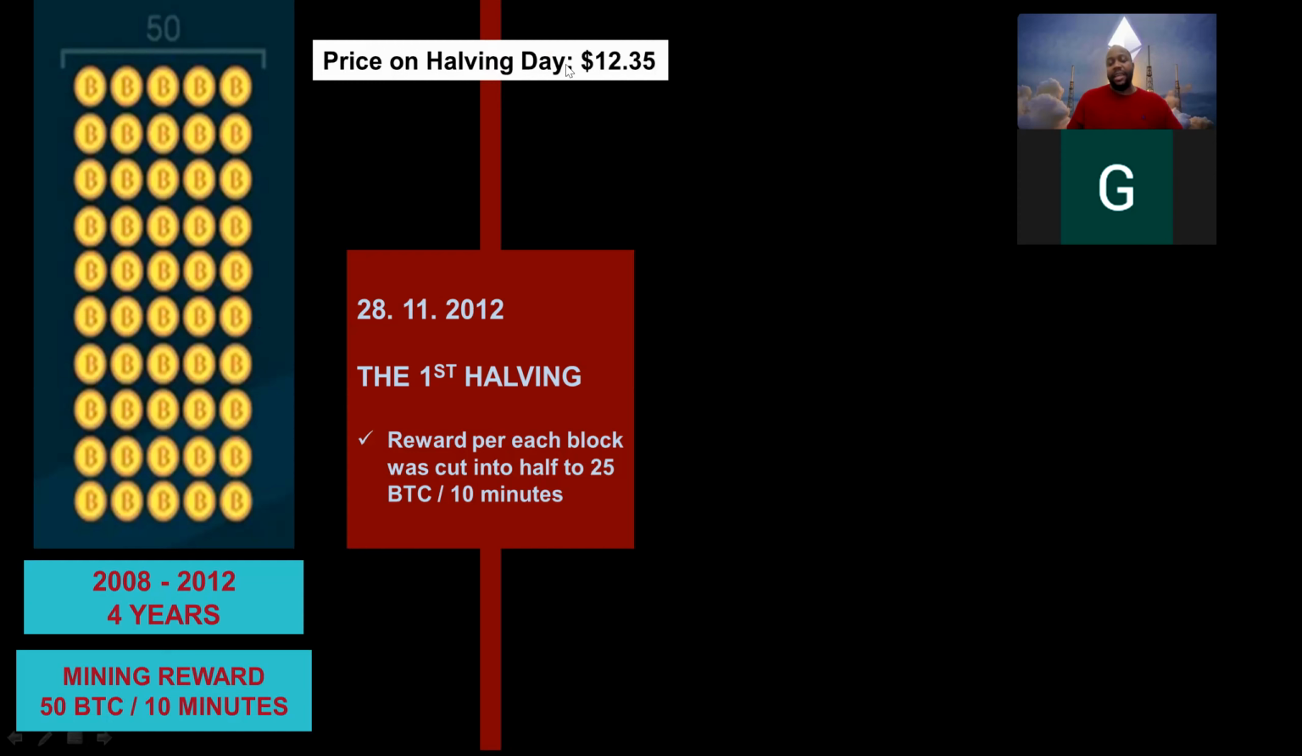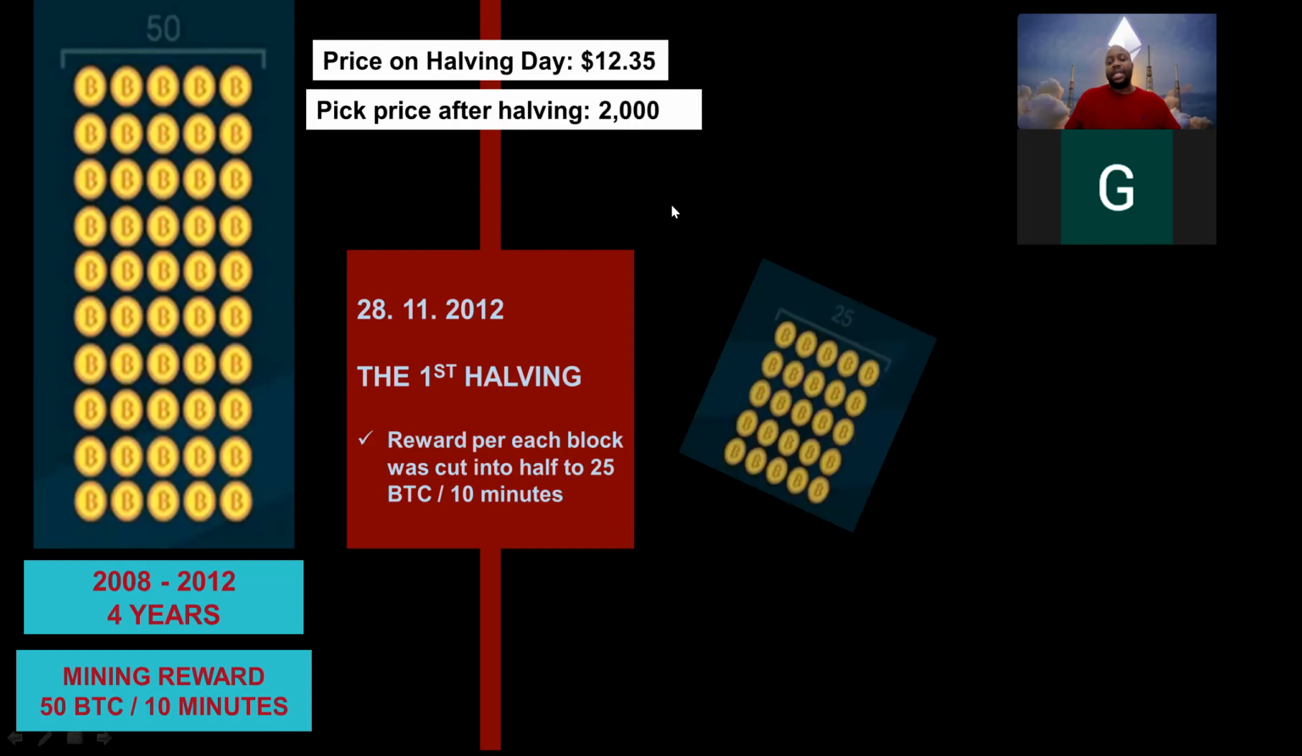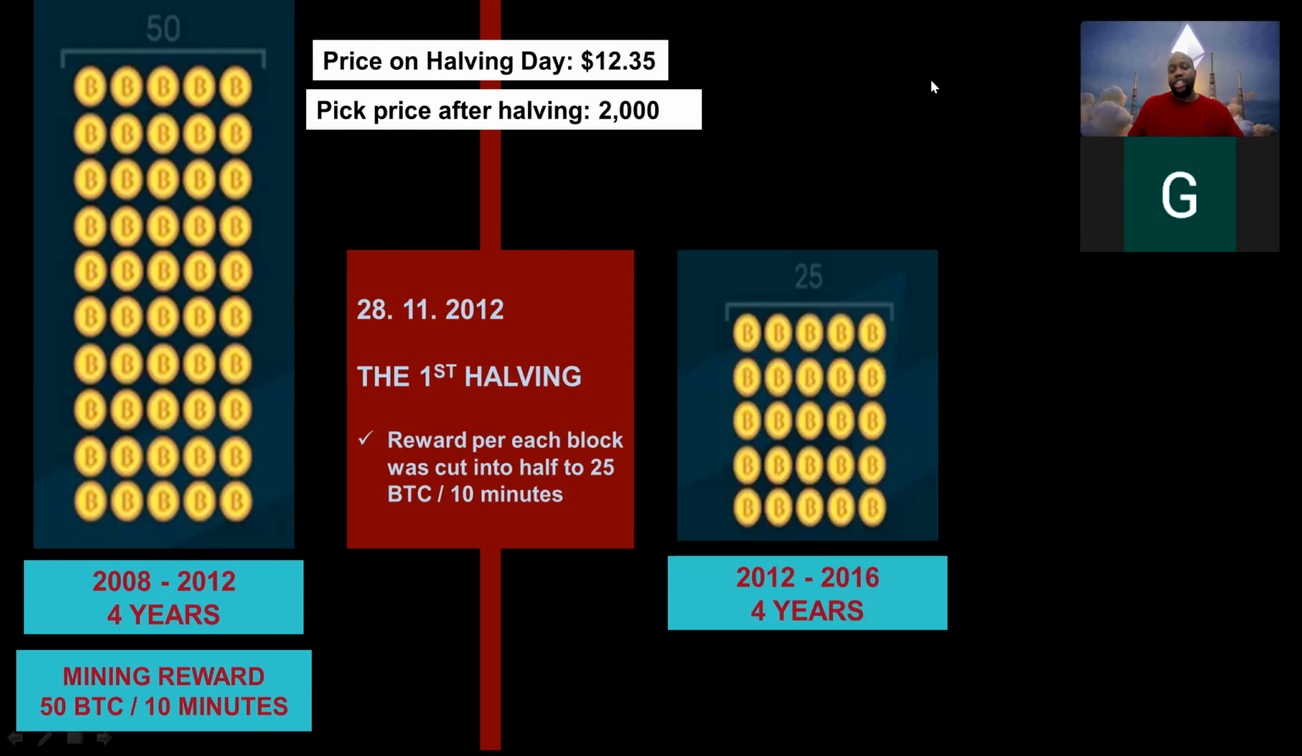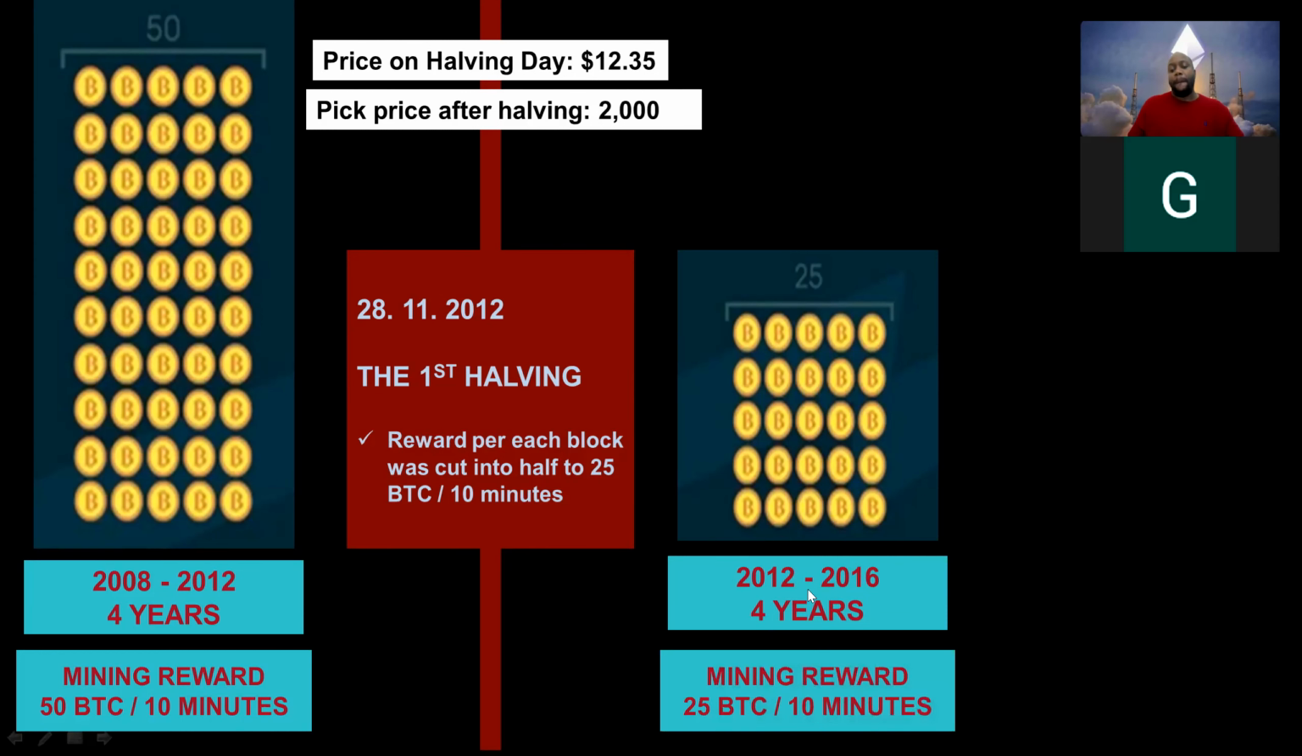The price on halving day was $12.35, and after cutting the supply, the demand for Bitcoin was higher. The price of Bitcoin moved from $12 to $2,000, and the reason is that the supply was cut in half. Now after every 10 minutes, 25 Bitcoin were mined. I told you that one block, the file which keeps transaction data, is open for 10 minutes. So in 10 minutes, one block is mined.